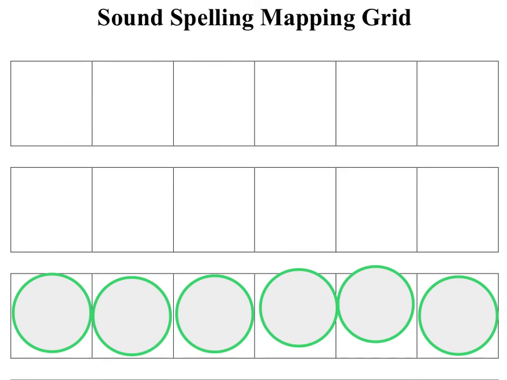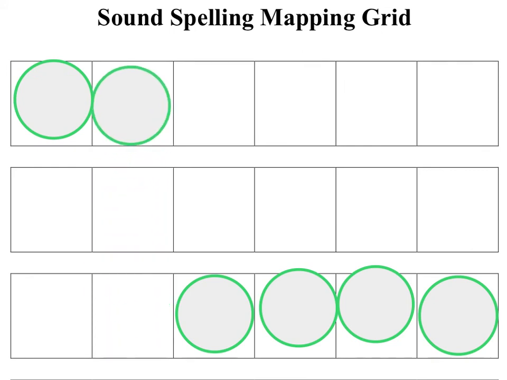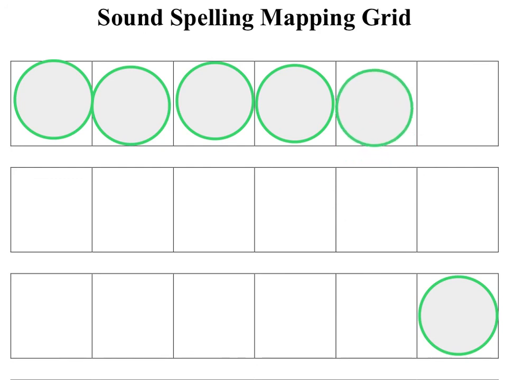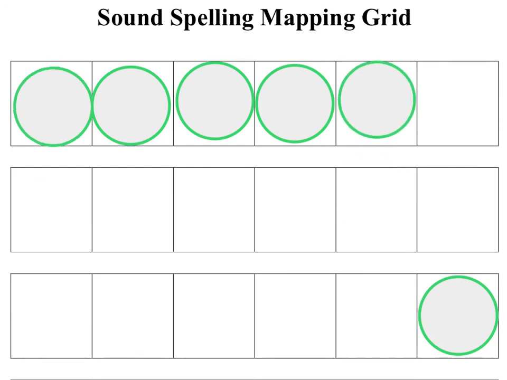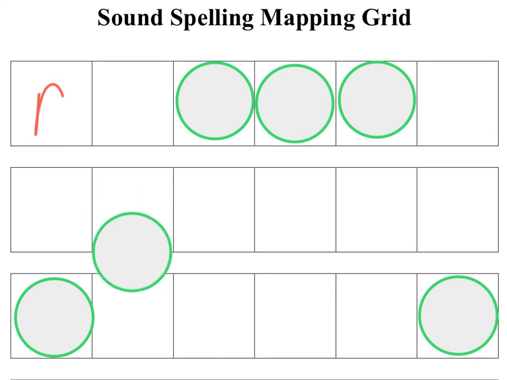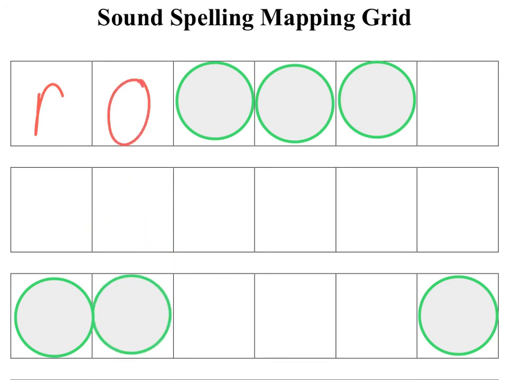All right, let's do our last word for today. The word is robot. What's the word? Robot. Let's start by pushing out the sounds. R, O, B, A, T. Robot. Now I'm going to bring down my sounds. What letter makes R? R. What letter makes O? O. It says its name.